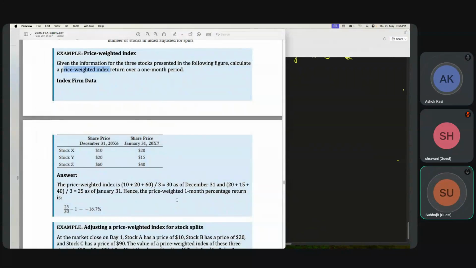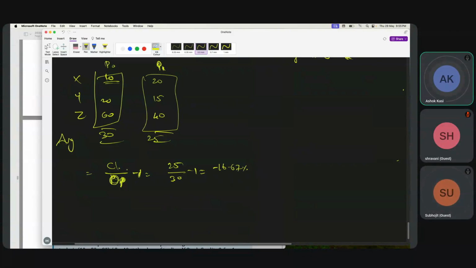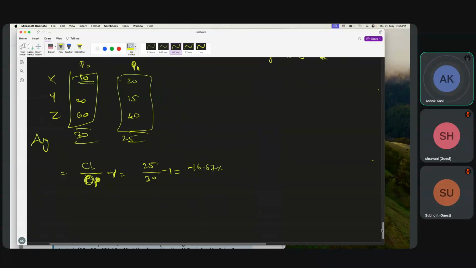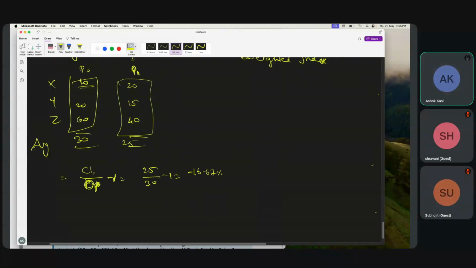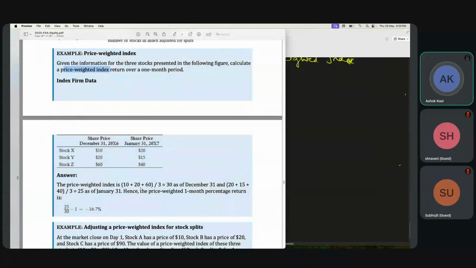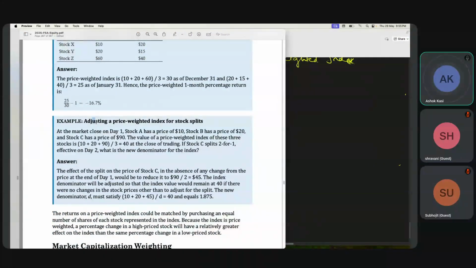Now what is the drawback of this one? Let it be now. The drawback we'll see later. Now this is how we are supposed to do the price weighted index. After this sum, there is another one, adjusting a price weighted index for stock split. What do you mean by stock split? I need to explain that.